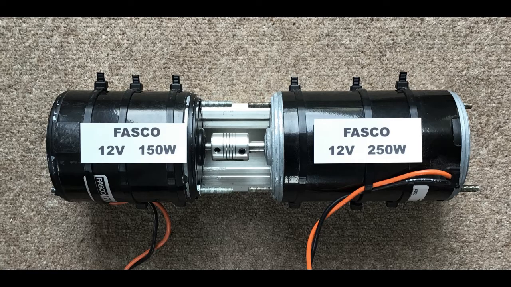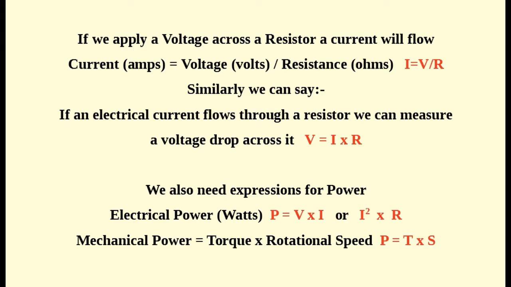Before we get into the control strategy, we need to consider how the motors behave. This is not going to turn into a mathematical exercise, but we do need a few expressions. If we apply a voltage across a resistor, a current will flow. So current equals voltage over resistance, I equals V over R.